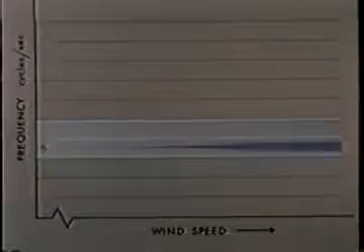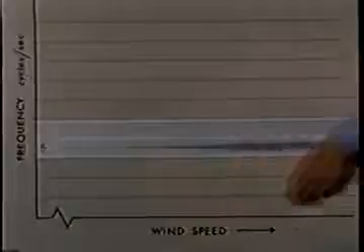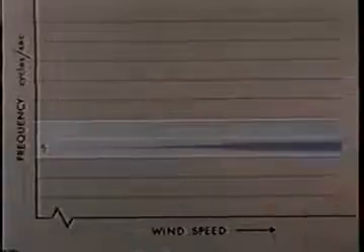Here is the record. I put it up on this frequency wind speed diagram. We see that at this wind speed the wave amplitude is small, while at this higher wind speed the wave amplitude is large. Waves of this frequency start being amplified about here. Let us repeat this at a higher frequency.